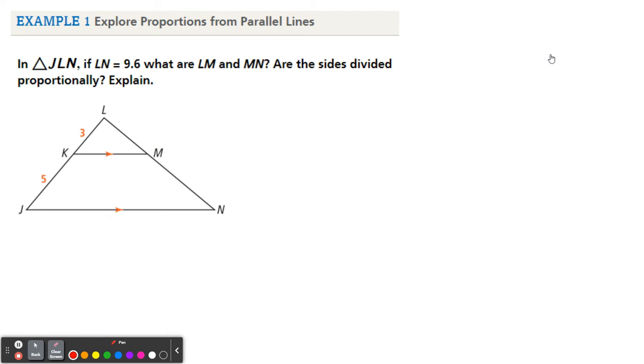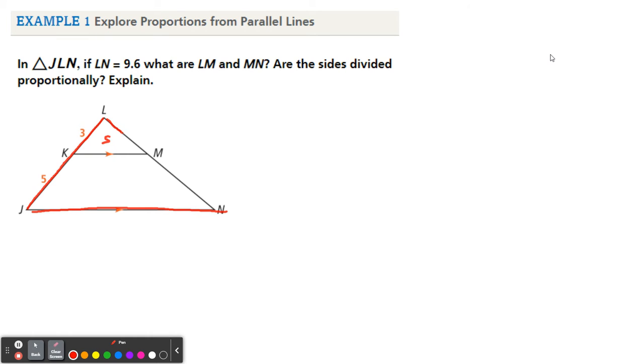Okay, so it says in triangle JLN, if LN equals 9.6, what are LM and MN? Are the sides divided proportionally? Explain. Okay, so if we take a look at this, the first thing I want to do is prove to you that these two triangles are similar. The two triangles I'm talking about are the top triangle LKM and the big triangle LJN, right? The small and the big. So this small one and then this big one.